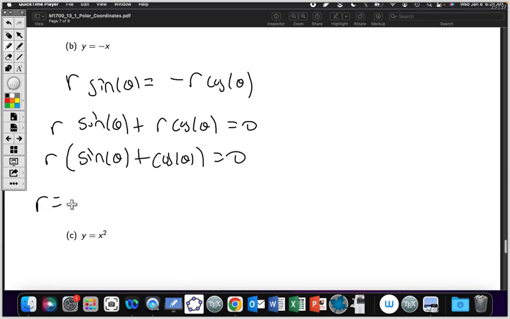And we have one case is r equals 0, which once again, that just describes a point. Now hopefully you remember what y equals negative x looks like. That's a line. So we know it can't just be that. So what's the other alternative? Is that the sine of theta is minus the cosine of theta. All right. Well, where does that happen?